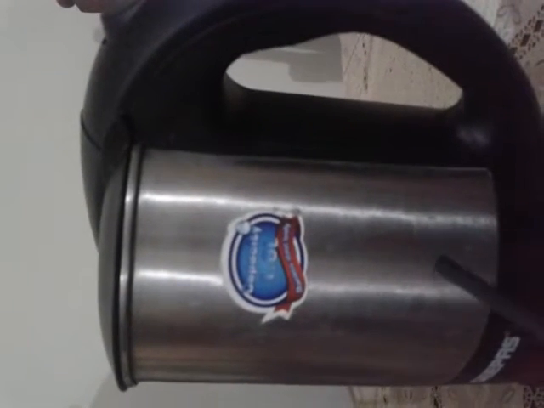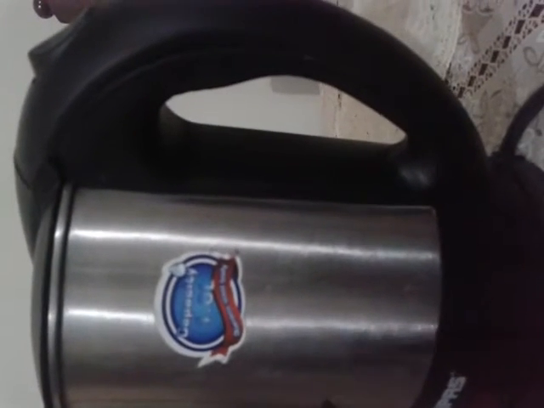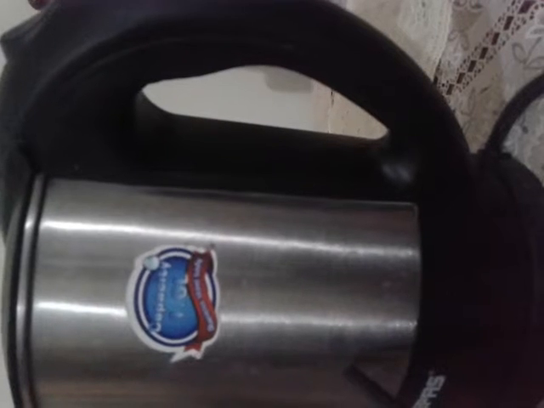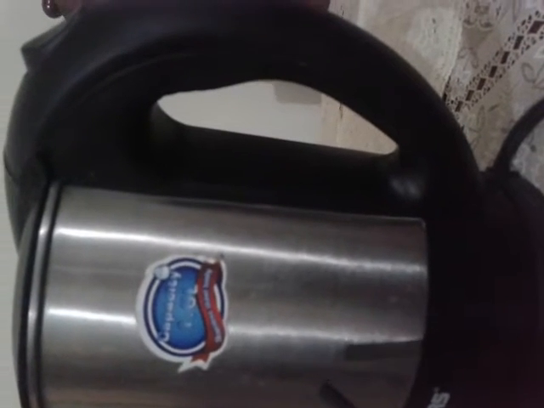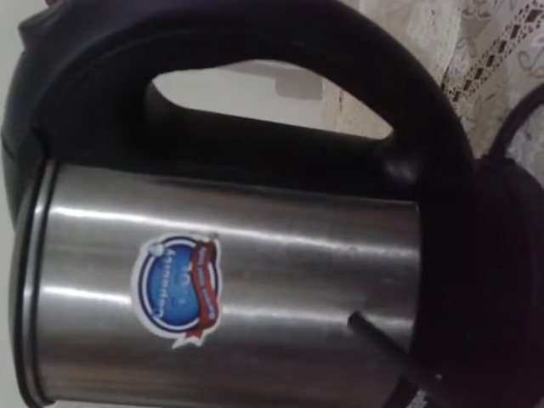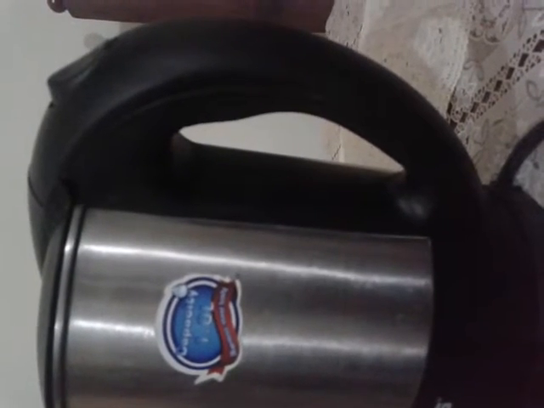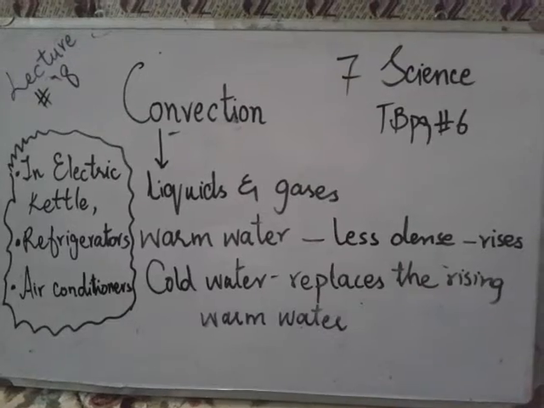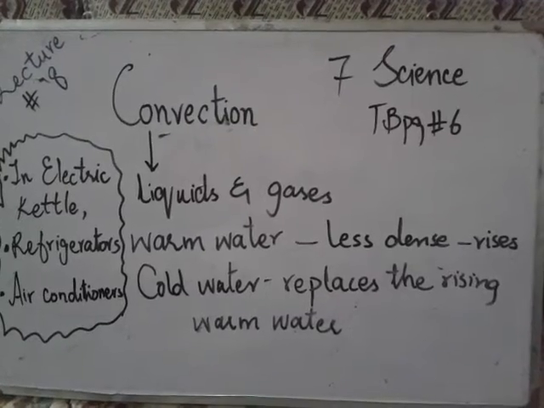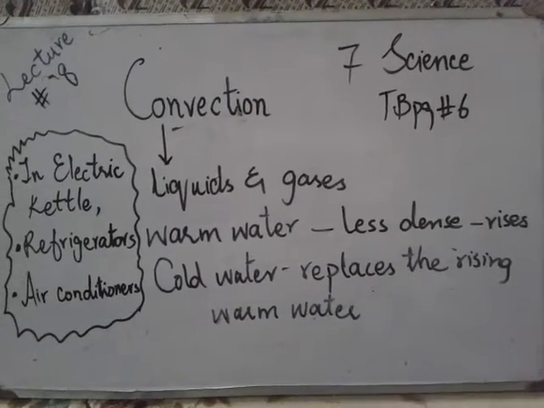So here is a continuous circulation, that is convection current. Warm water rises and cold water replaces the warm water. So this was about liquids.